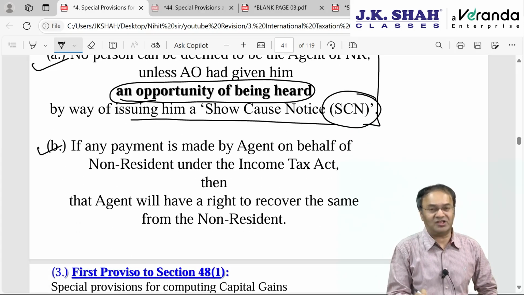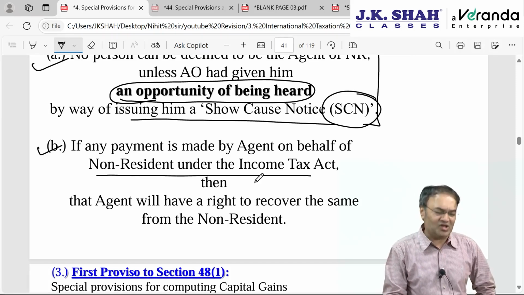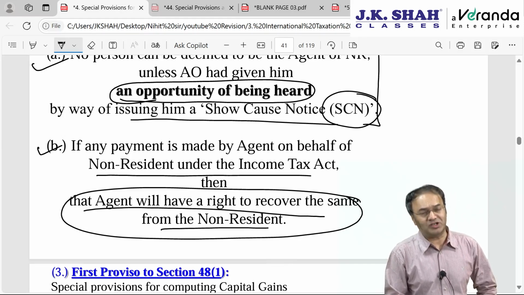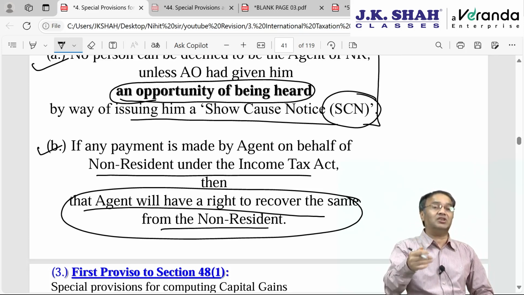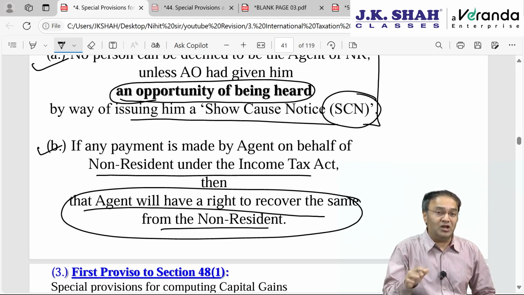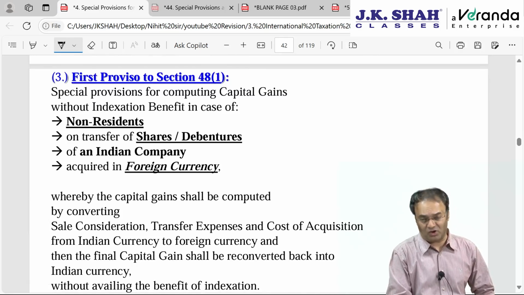And the second point: if an agent, deemed or specifically appointed, makes payment on behalf of the non-resident to the income tax department, then under the Income Tax Act, for anything, tax, interest, penalty, fees, the agent will have a right to recover the same from the non-resident whenever the non-resident comes to India. Or if the agent has custody of any asset or bank account balance or cash balance belonging to the non-resident, then the agent will be authorized to retain that asset or money with him on behalf of the non-resident. Then we have this first proviso to section 48(1).